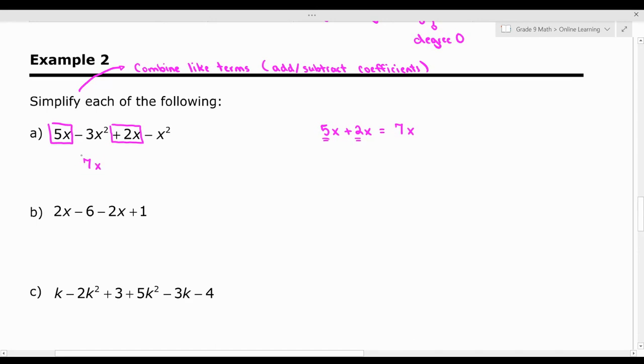And I'll keep it with a little box. Then I'd go back. So then I have a minus 3x squared. So I have an x squared term here. I only have one term left. I also have an x squared term here.